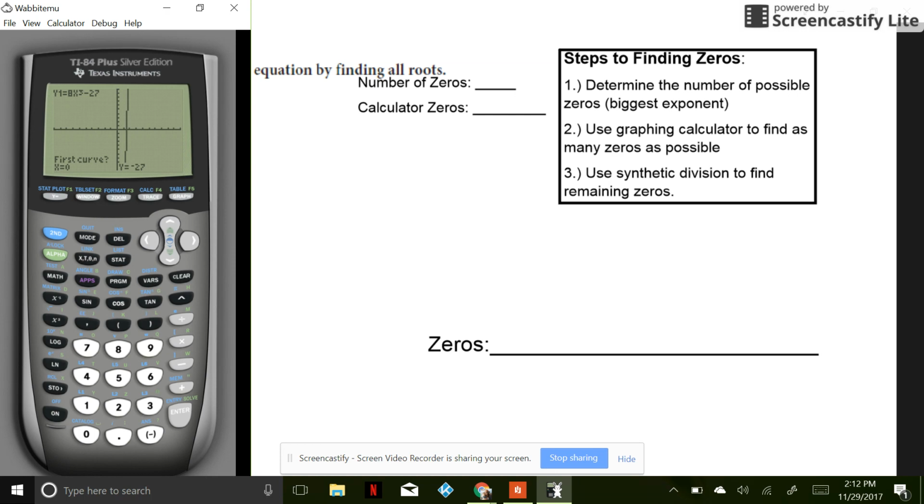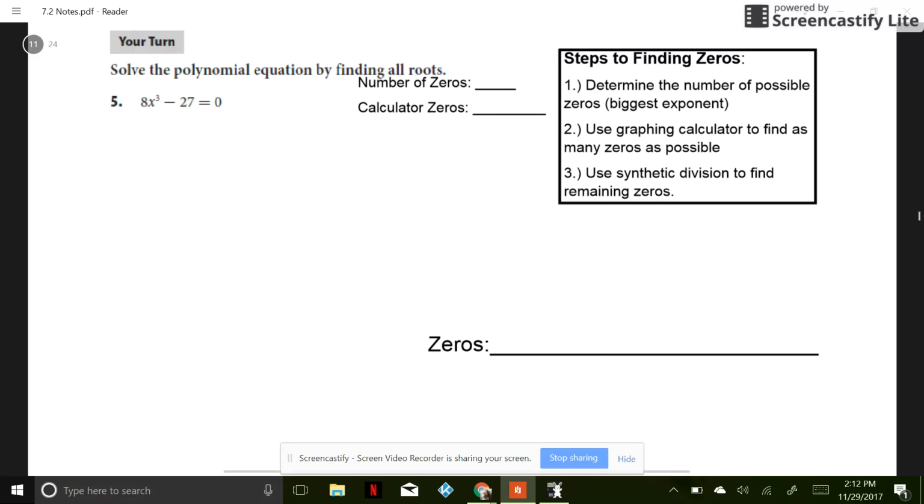So it asks what's your first curve, that's your original function, you hit enter. It asks what's your second curve, that's your line here that you made at the x-axis. You hit enter, it wants a guess. So go ahead and slide it over if you want to. There it's telling us our intersection is at 1.5. So number of zeros, based on our highest power, we should have 3 zeros. Our calculator 0 is at 1.5. So that means we're going to have to do synthetic division again to find our other points.